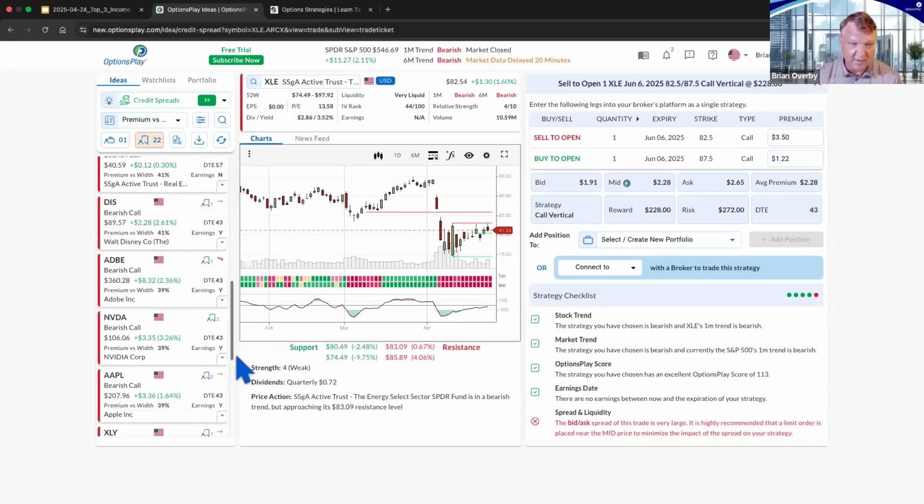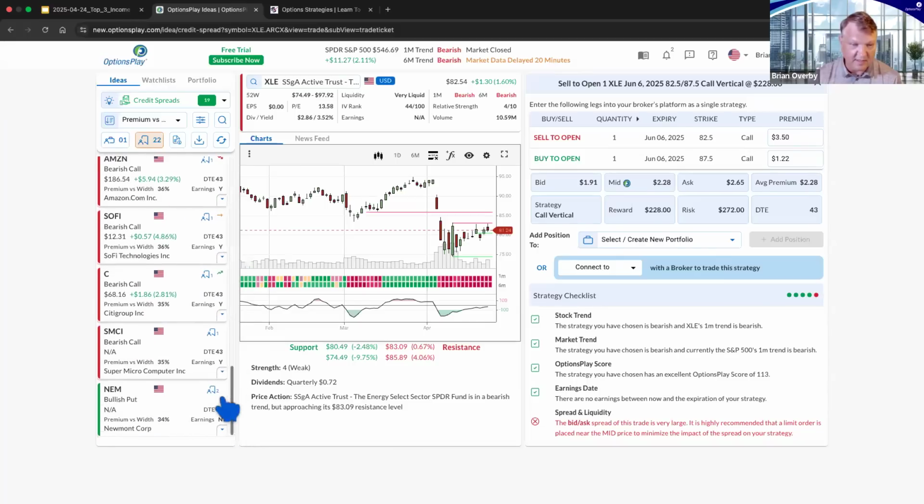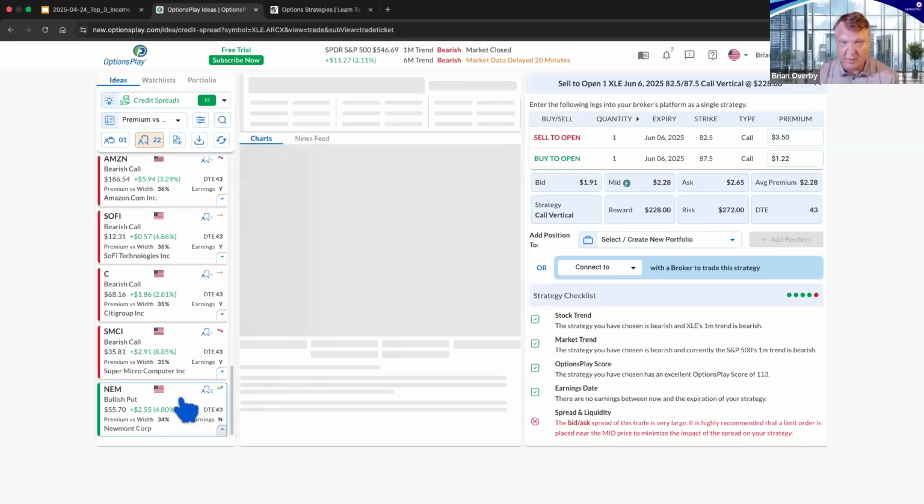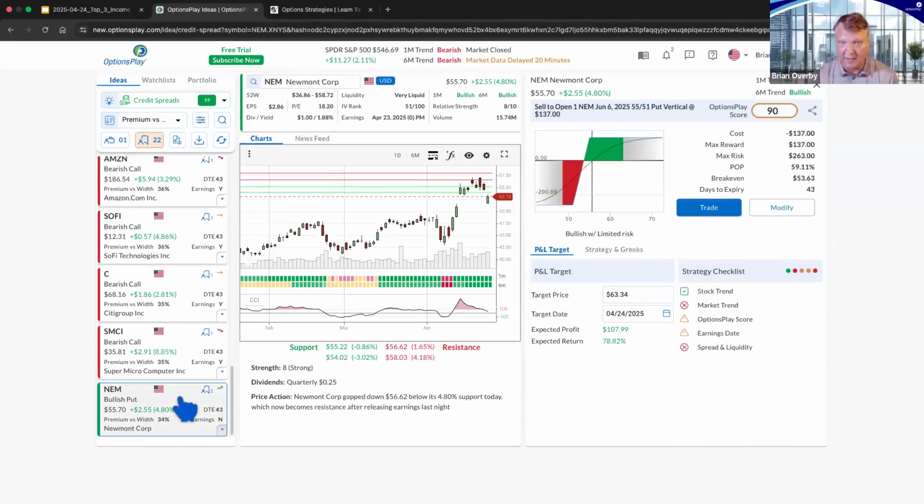IWM is in here. Let's see if we can see anything. Yeah, there you go. We got a bearish call on NEM, which is Newmont Mining. We actually had a recent daily play in Newmont Mining that worked out. This is based off of gold. Newmont Mining is a gold and silver miner. If you click on it, notice it's highlighting 43 days to expiration.